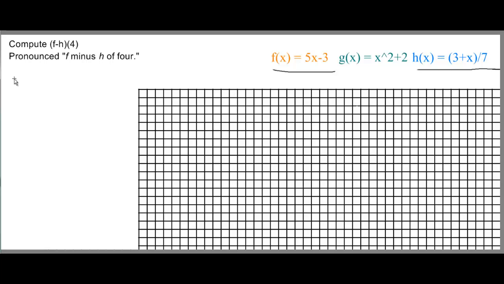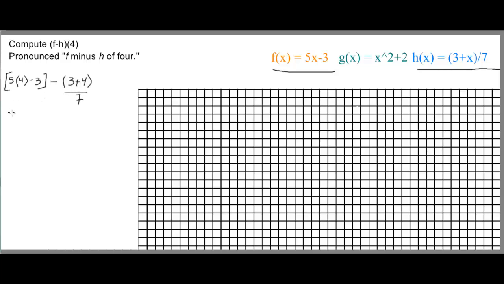We could have just written it all out at once. So f is going to be 5, and then we're replacing x with 4, minus 3. That's our first function. And we're going to subtract the function of h. So it's 3 plus, and then we have an x again, so we need to put a 4, over 7.